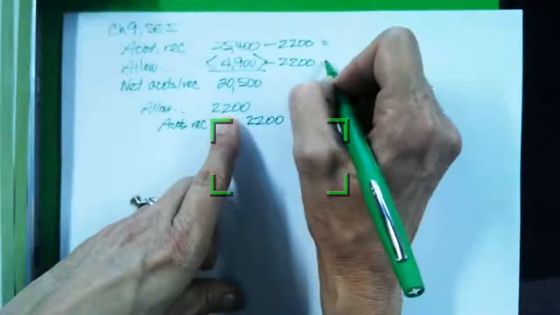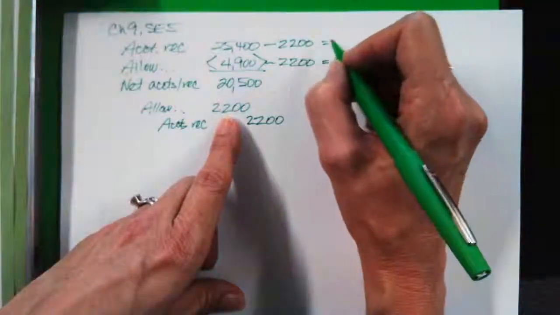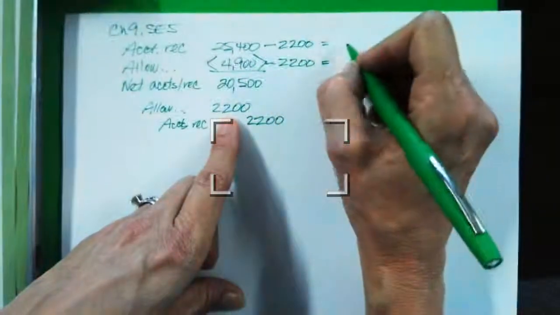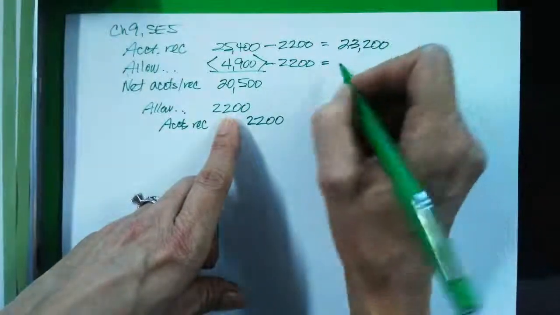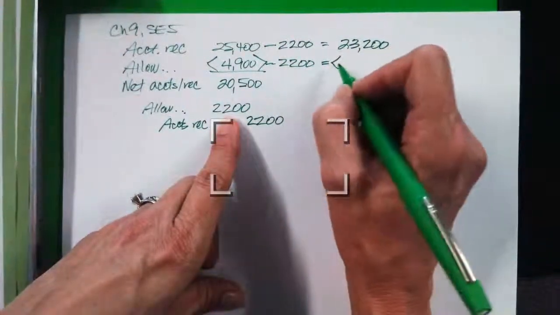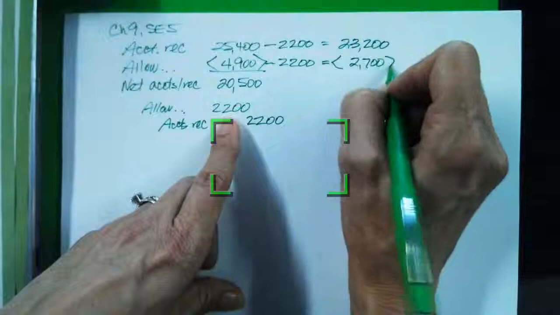So I would end up with accounts receivable of $25,400 minus $2,200, which gives me $23,200, and I would end up with an allowance, since I debit against it, of $2,700.